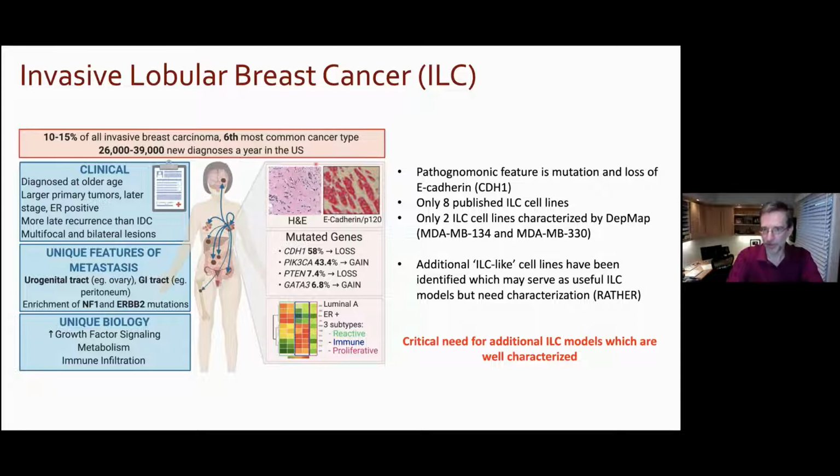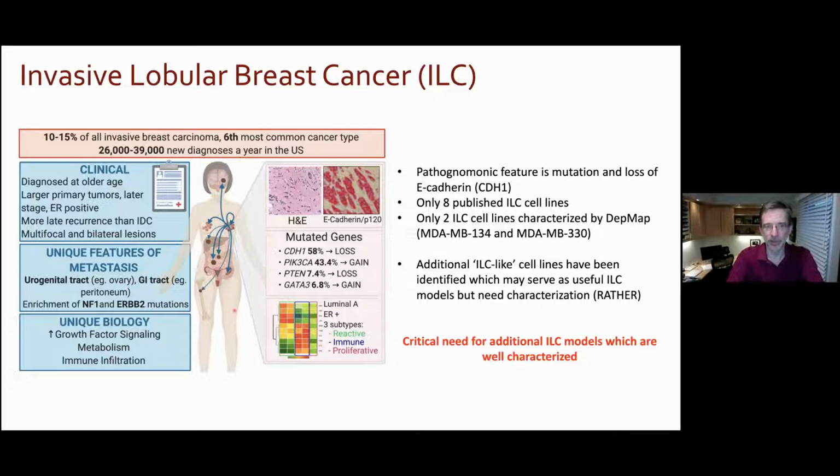Its pathognomonic feature is mutation of E-cadherin. So about 58% of ILC have biallelic mutations in CDH1, generally a loss of heterozygosity and a point mutation on the other allele, causing loss. And the other forms of ILC have some methylation and other forms of loss of E-cadherin. So nearly all of them have loss of E-cadherin, generally through mutation. So despite this being a very unique genetic form, or unique genomics of breast cancer, it's treated nearly identical to invasive ductal cancer, which is the major form.